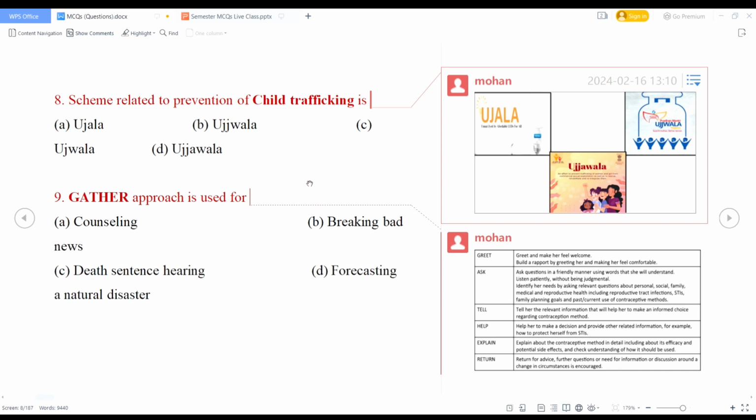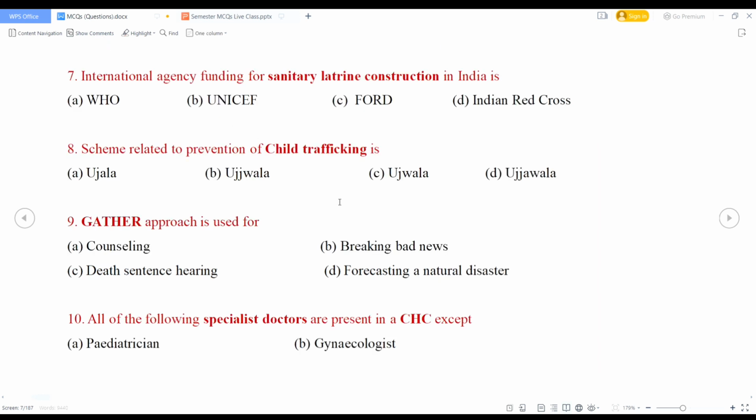Ujala is related to LED bulb. Ujwala is related to LPG cylinder, and Ujjawala is related to child trafficking. So carefully notice the spelling. The right answer is Ujjawala. That is option D.